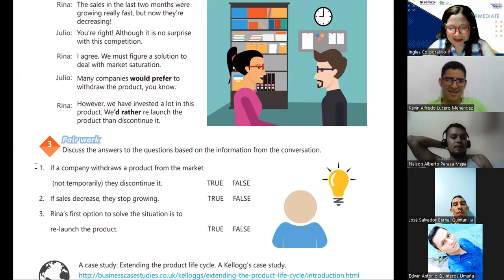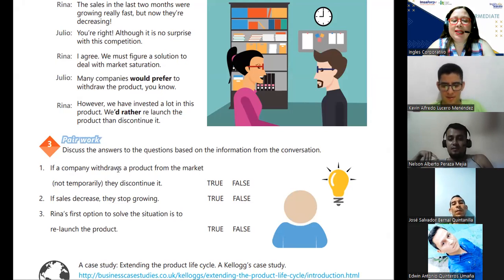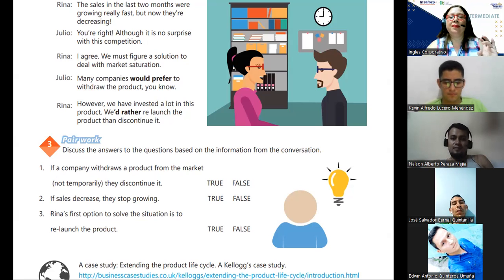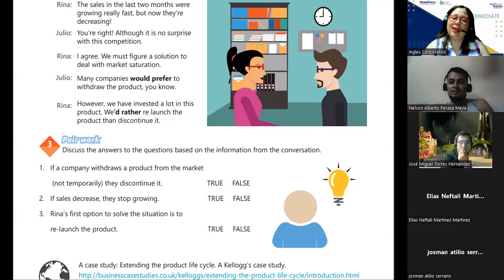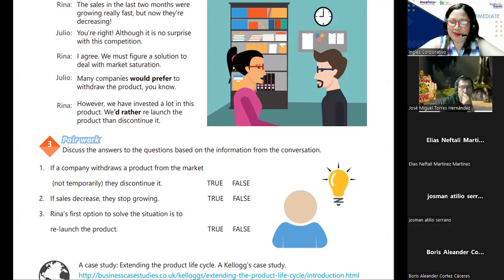If a company withdraws a product from the market, not temporarily, they discontinue it. Very good. Remember that the letter S in "withdraws" has to sound. And here is "temporarily". Okay, and did you say true or false, guys? True. Because actually, "not temporarily" is the clue here. If someone was thinking it was false, it's true. Yes, it was true.